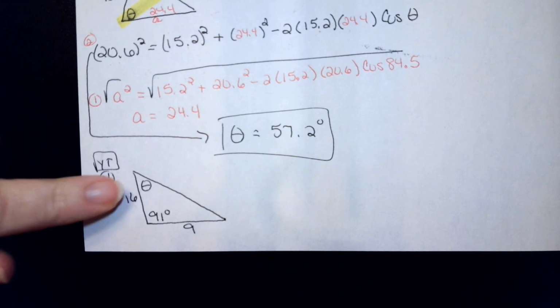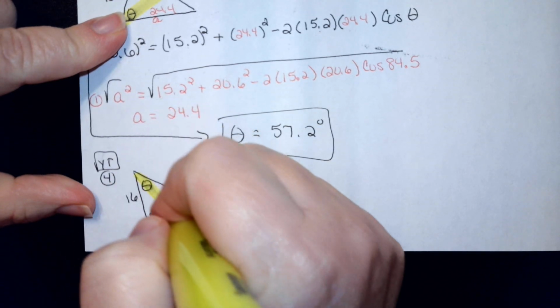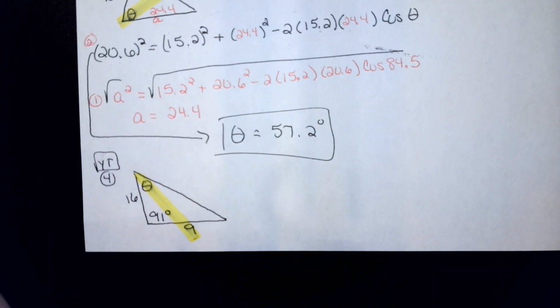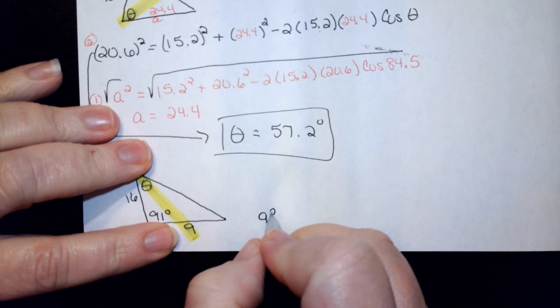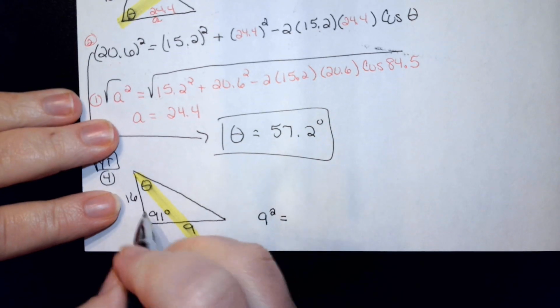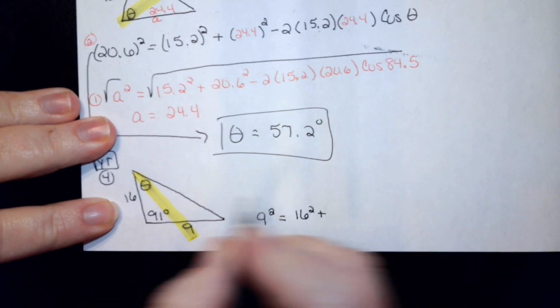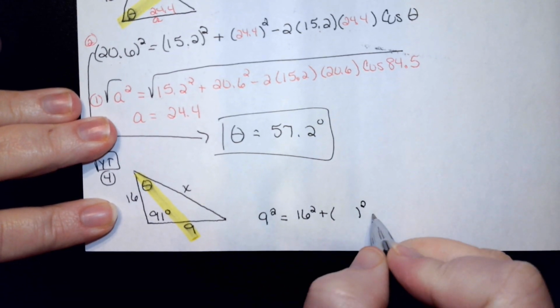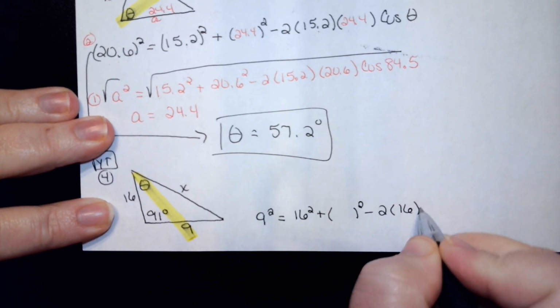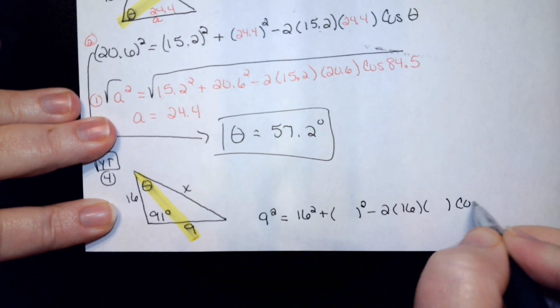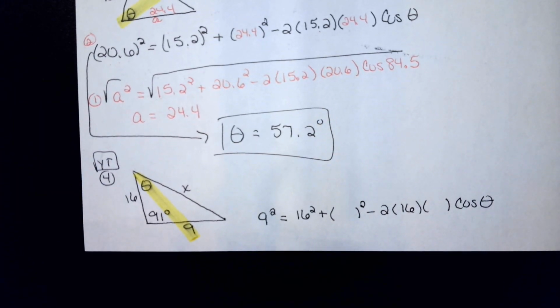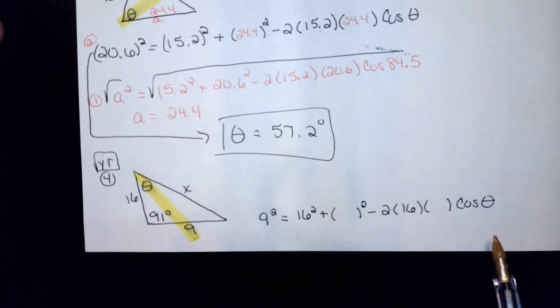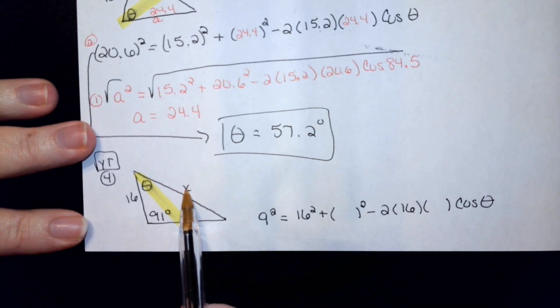Alright, so right here is the angle I'm trying to find. So that's the angle, and there's its opposite side. So we would normally come in here, and we would say 9 squared is equal to the other two sides, so 16 squared plus, well, this is our unknown, isn't it? I'm just going to call this x. So that would be plus x squared minus 2 times 16 times x times the cosine of our angle. But again, we have two unknowns. And because we have two unknowns, we can't solve that. So we've got to figure out what x is first.